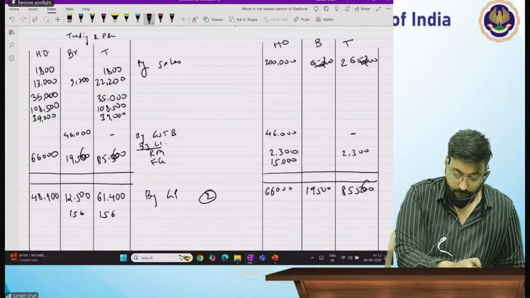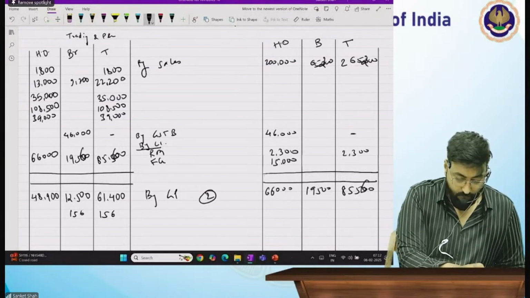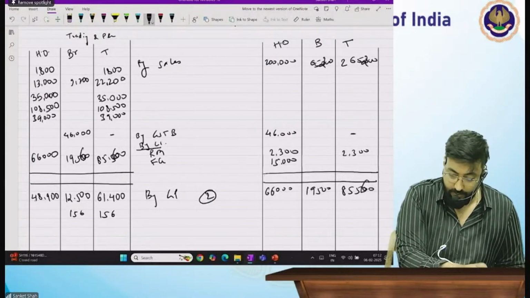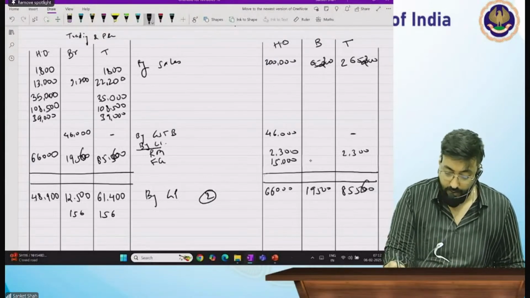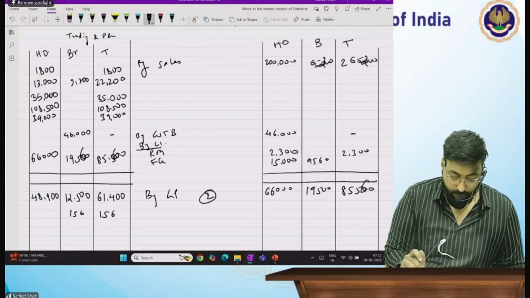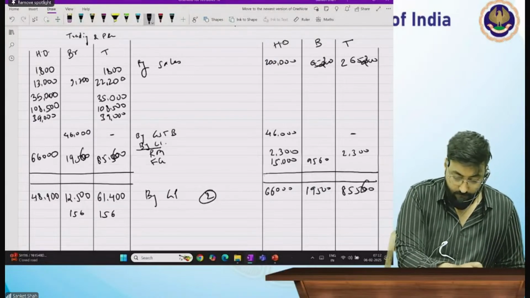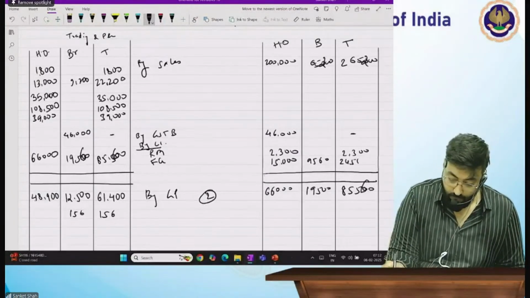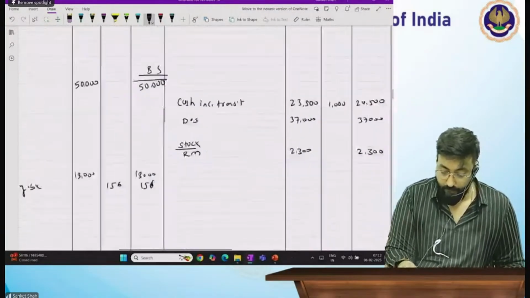Then for the branch, it is 9,560. 46 plus 19.56 minus 65.2, 9,560. Yes, sir. Where to give the second effect? Second effect in P&L, and also we have to give it in the balance sheet. Balance sheet I will write.